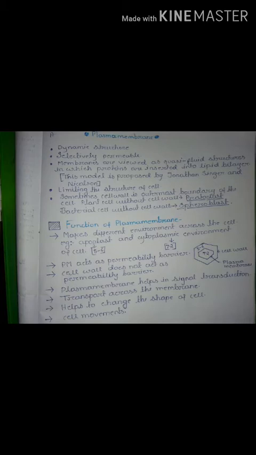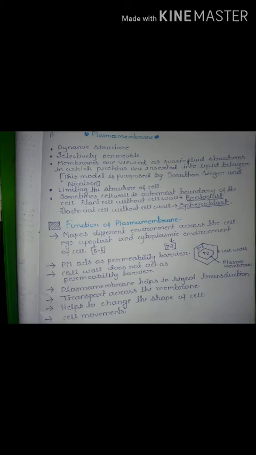Second point, the plasma membrane acts as a permeability barrier, as we discussed earlier. The cell wall does not act as a permeability barrier. The plasma membrane is selectively permeable. There are certain transporters and channels that help in the transport of certain molecules, ions and cations, whatever it is. But in the cell wall, there is no such structure. It is not selectively permeable.